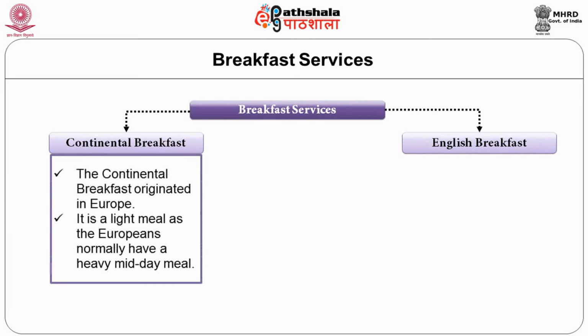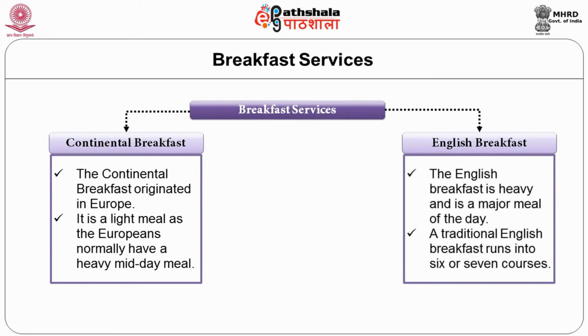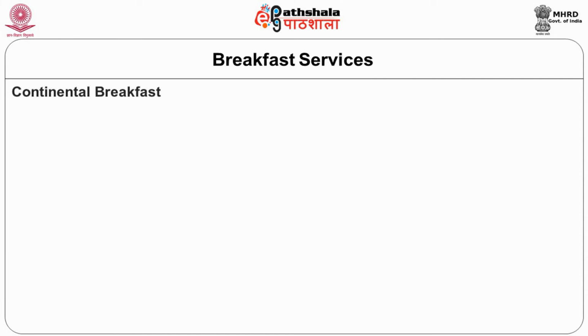The Continental Breakfast originated in Europe. It is a light meal as the Europeans normally have a heavy meal for lunch. But the English breakfast is heavy and it is a major meal of the day. A traditional English breakfast has 6 or 7 courses. Now let us see what Continental breakfast is comprised of.